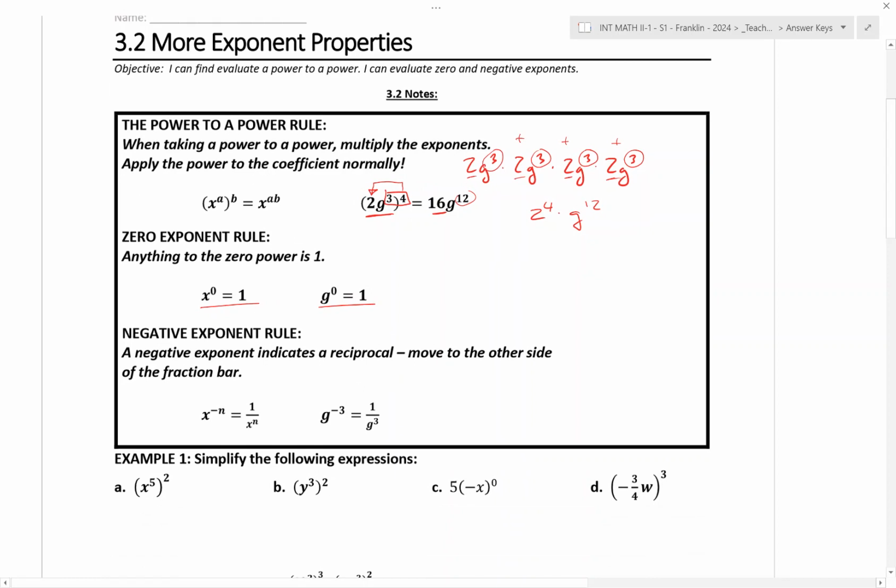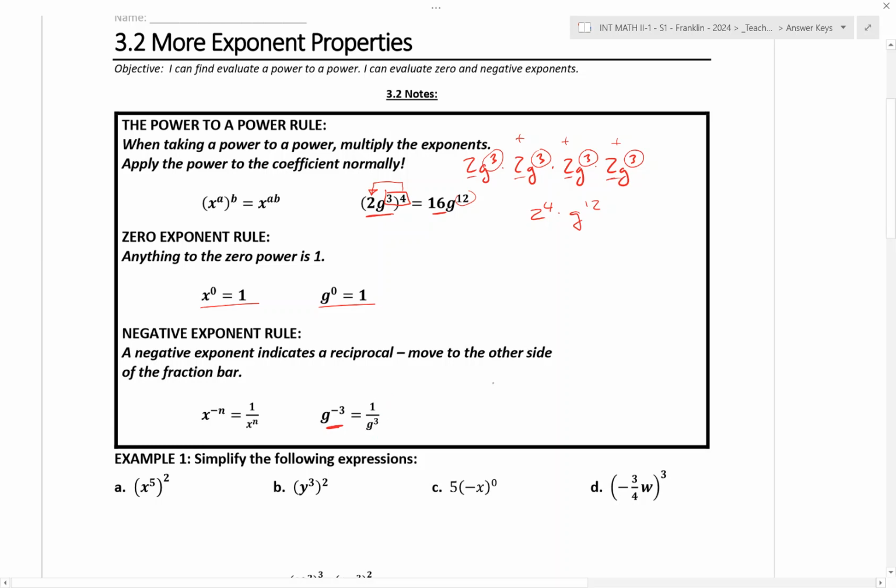Negative exponent rule. This one gets tricky. And there's a few different ways to think about when this shows up in operations when you're actually doing practice problems, and we'll talk about those. But essentially a negative exponent indicates a reciprocal. You need to move it to the other side of the fraction bar. So g to the negative third, that's 1 over g to the third. So you just move that g to the third to the other side of the fraction bar.